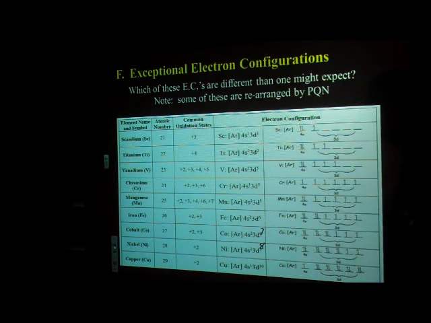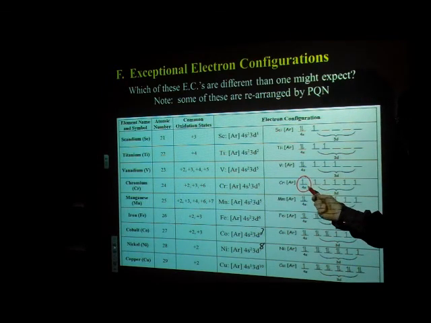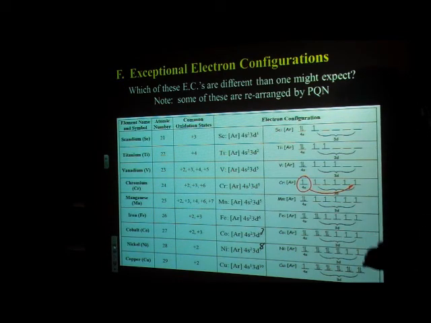It's done something weird. It's shuffled its electrons around. It took an electron from the 4s and put it into the 3d. Alright, well, we're not really going to get into why they do that. We just want to know that there's a few atoms out there that do not follow the rules that they're supposed to. Darn those atoms. So chromium is one of them.